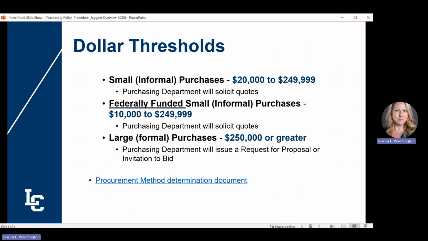The final limit is our large or formal purchases, which are $250,000 or greater. The purchasing department will have to issue a formal request for proposal or invitation to bid for purchases in this threshold. The procurement method determination document is linked here, and this document provides an overview on the different steps that each level of purchase involves and provides an idea on the time frame.